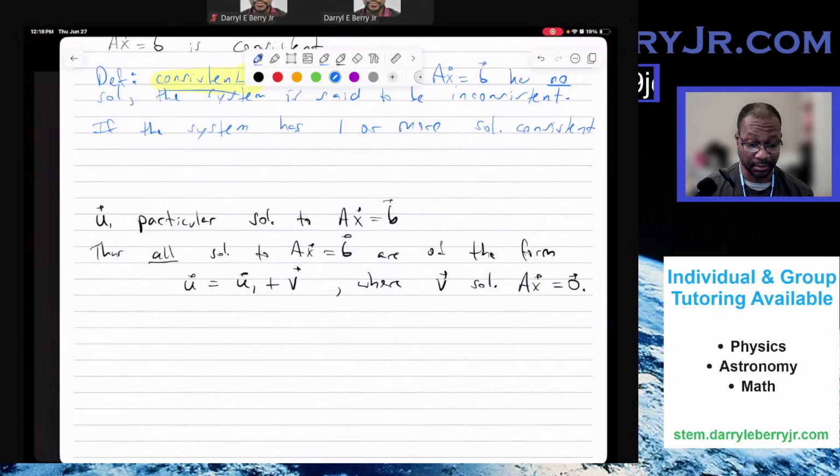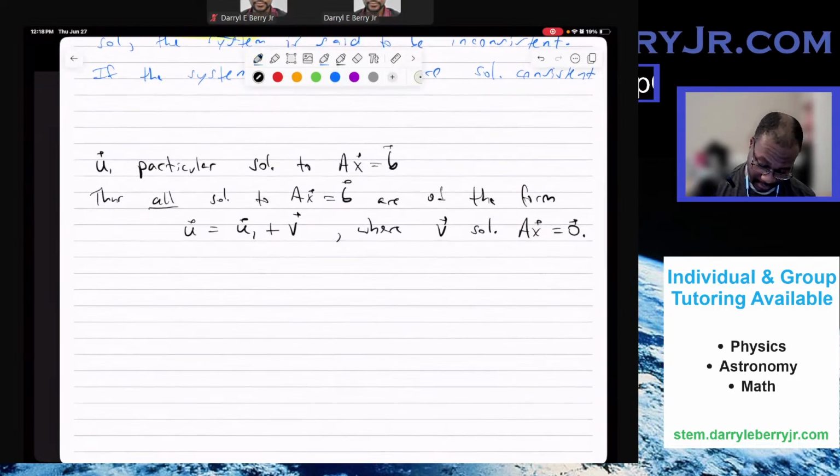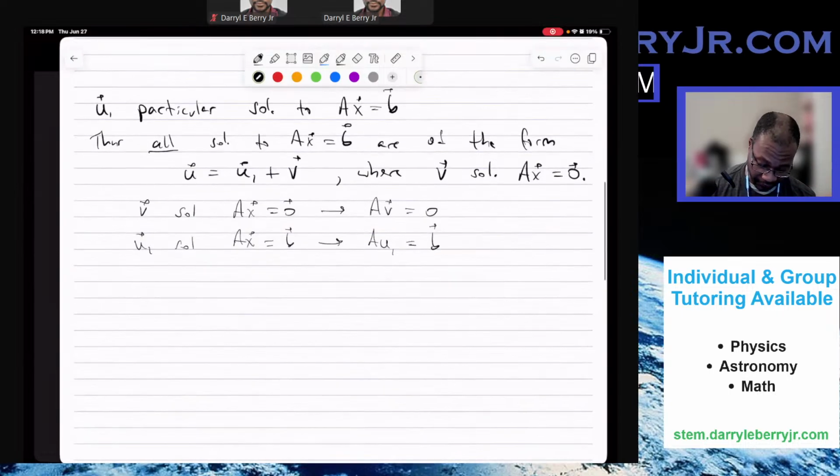So let's go back to the proof. The way we can work this is V solves AX equals 0, which means that AV equals 0, and U1 solves AX equals B, such that AU1 equals B. Thus, we can see that all solutions are in this form by saying A(U1 plus V) equals AU1 plus AV equals B plus 0 equals B.